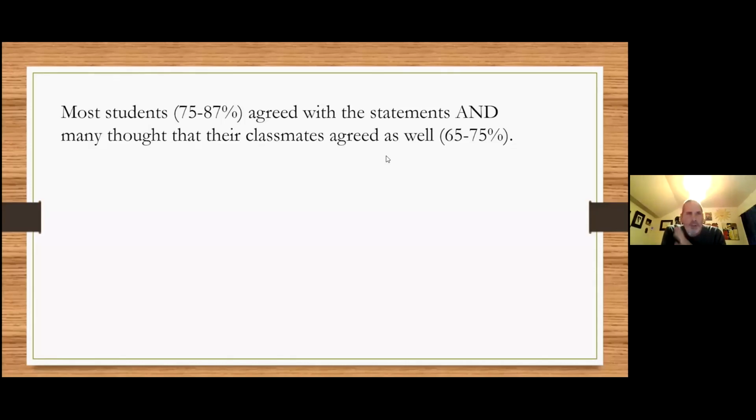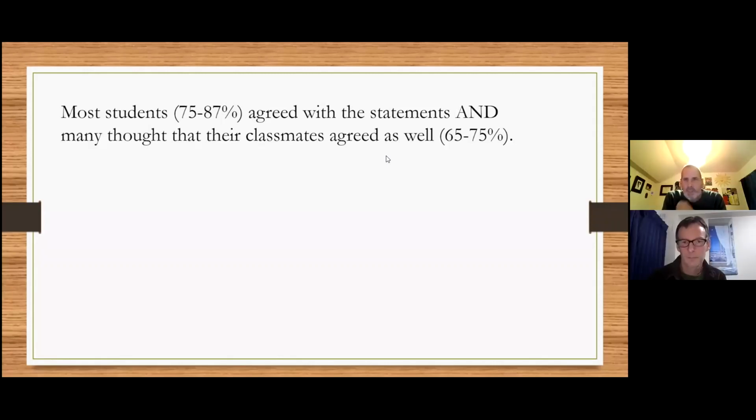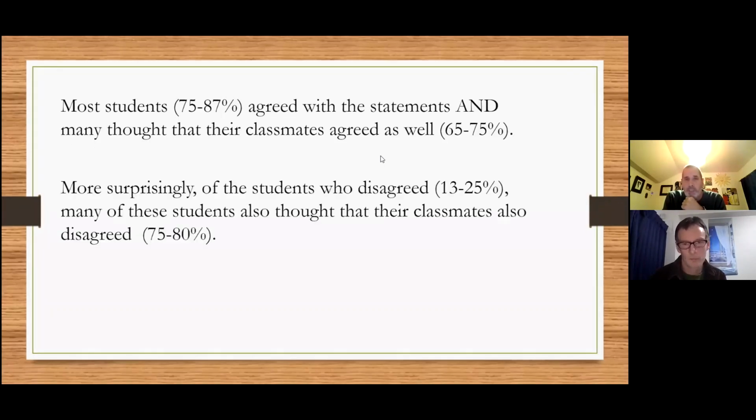So most students, between 75 and 87%, agreed with these statements, right? But many thought that their classmates agreed as well. So 65 to 75%, a little bit lower than what they imagined. But what's more surprising is that the students who disagreed, the 13 to 25%, thought that their classmates also disagreed, 75 to 80%. So this shows the false consensus bias. It's a very simple experiment that you can do in your own classroom just to show students that they're susceptible to these biases.